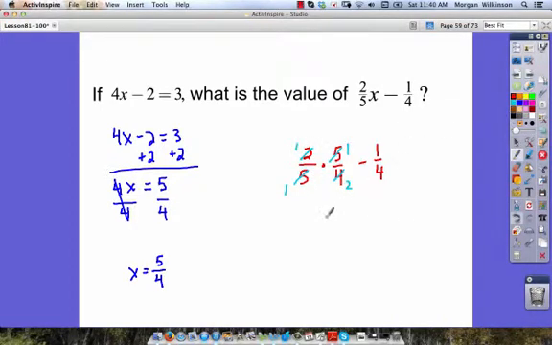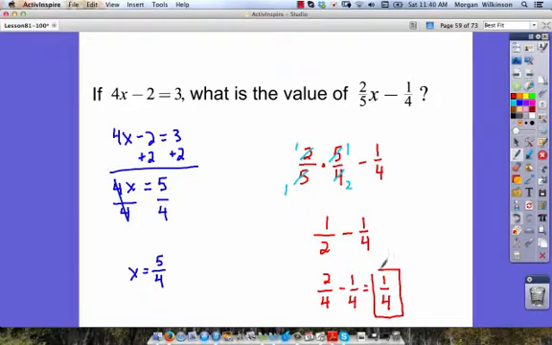So our final answer is going to come when we solve 1/2 minus 1/4. We need the same denominator, so 1/2 must be the same as 2/4. And 2/4 minus 1/4, that gives us our final answer of 1/4.